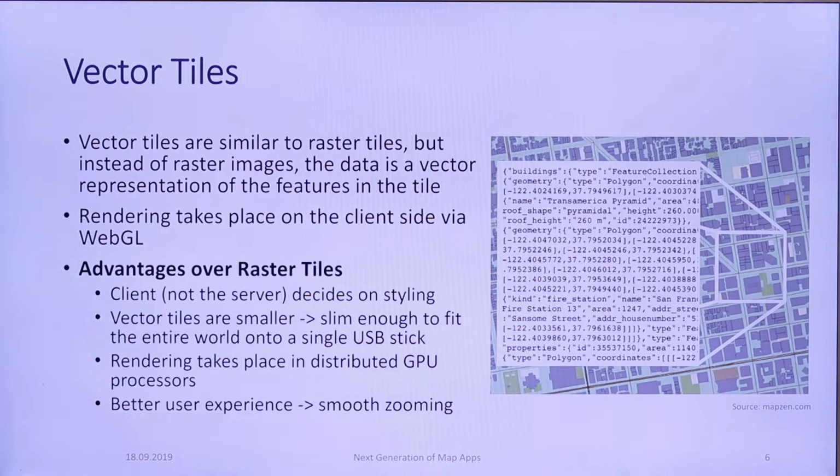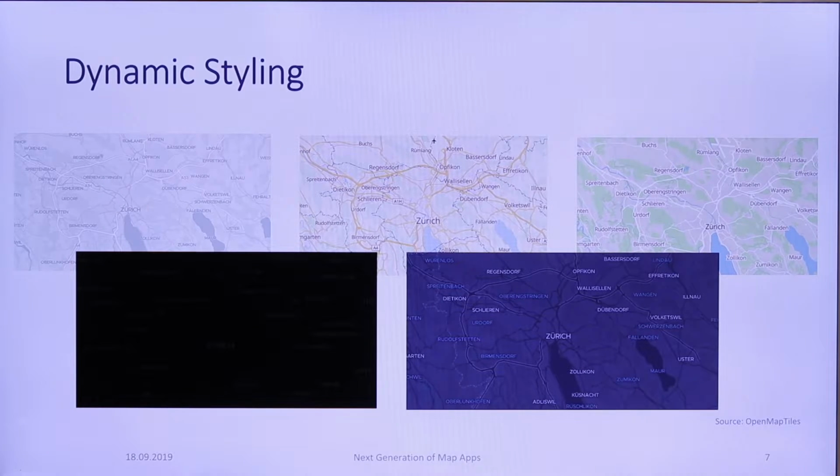So it's something like a rendering rule for the client. And there are a lot of advantages that are now possible when you're using vector tiles. Therefore, all the major map providers like Apple or Google switched to vector tiles in their map clients. And so now you could do stuff like dynamic styling on the client side.